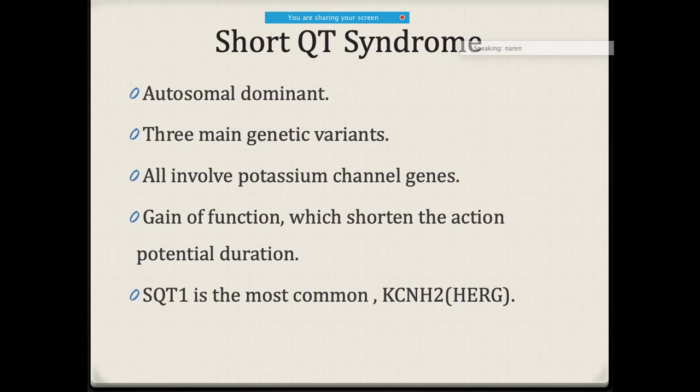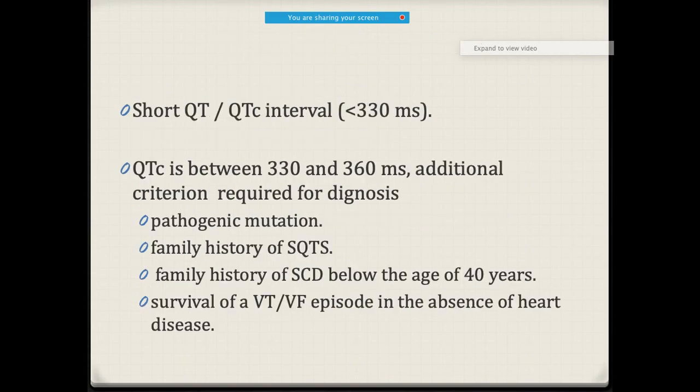So most of us are definitely aware that a long QT interval is a bad marker. But similarly, if the QT is very short as well, this is also not a good marker. Short QT syndrome is autosomal dominant, and three main genetic variants are there. In fact, they all tend to involve the potassium channel genes, and short QT1 is the most common. So now you can understand it very well. Similarly, in the short QT interval, what is the definition? Can anyone recall over here?